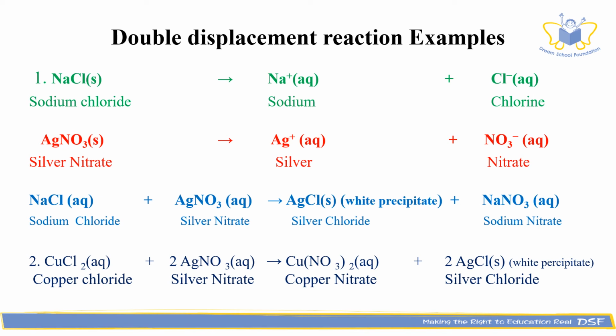Similarly, in the second example, when an aqueous solution of silver nitrate is added to the aqueous solution of copper chloride, a white precipitate of silver chloride, AgCl, is formed. That is indicated by the following chemical reaction. Copper chloride plus AgNO3 gives copper nitrate plus AgCl, which is a white precipitate.